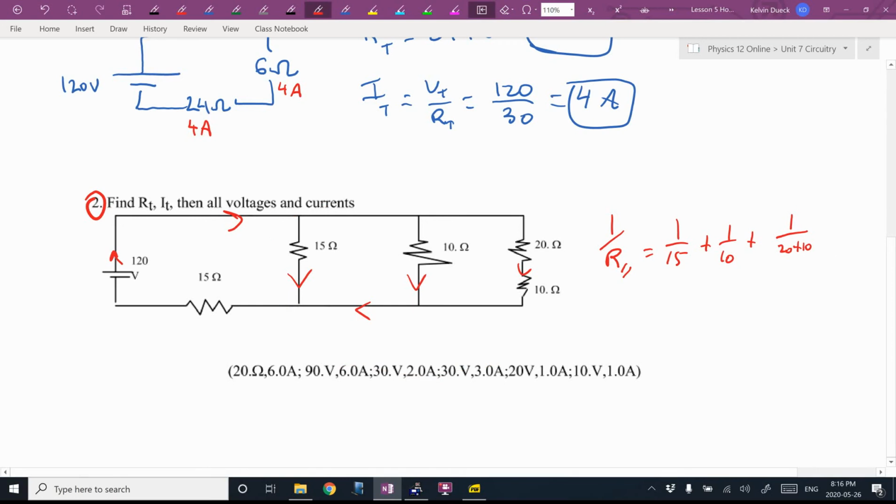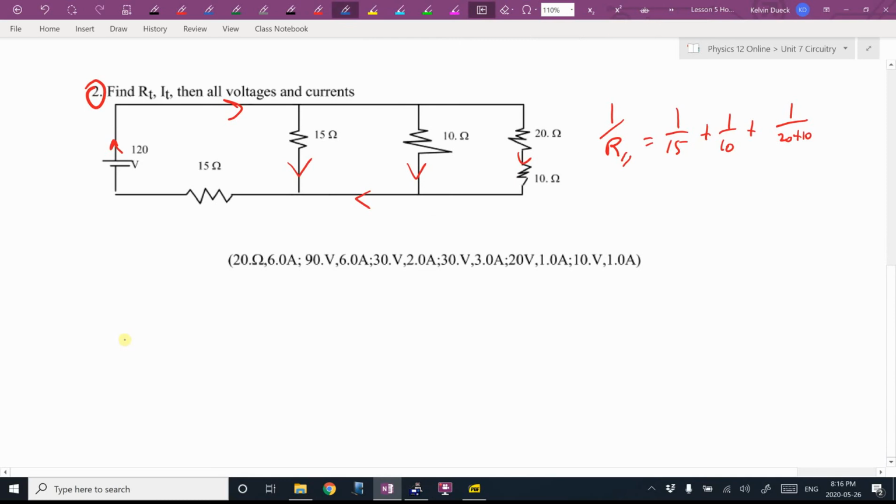So I can rewrite this circuit as 120 volts, 5 ohms, 15 ohms. This blue circuit is the mathematical equivalent of that. And now I can tell you that our total is 20 ohms.